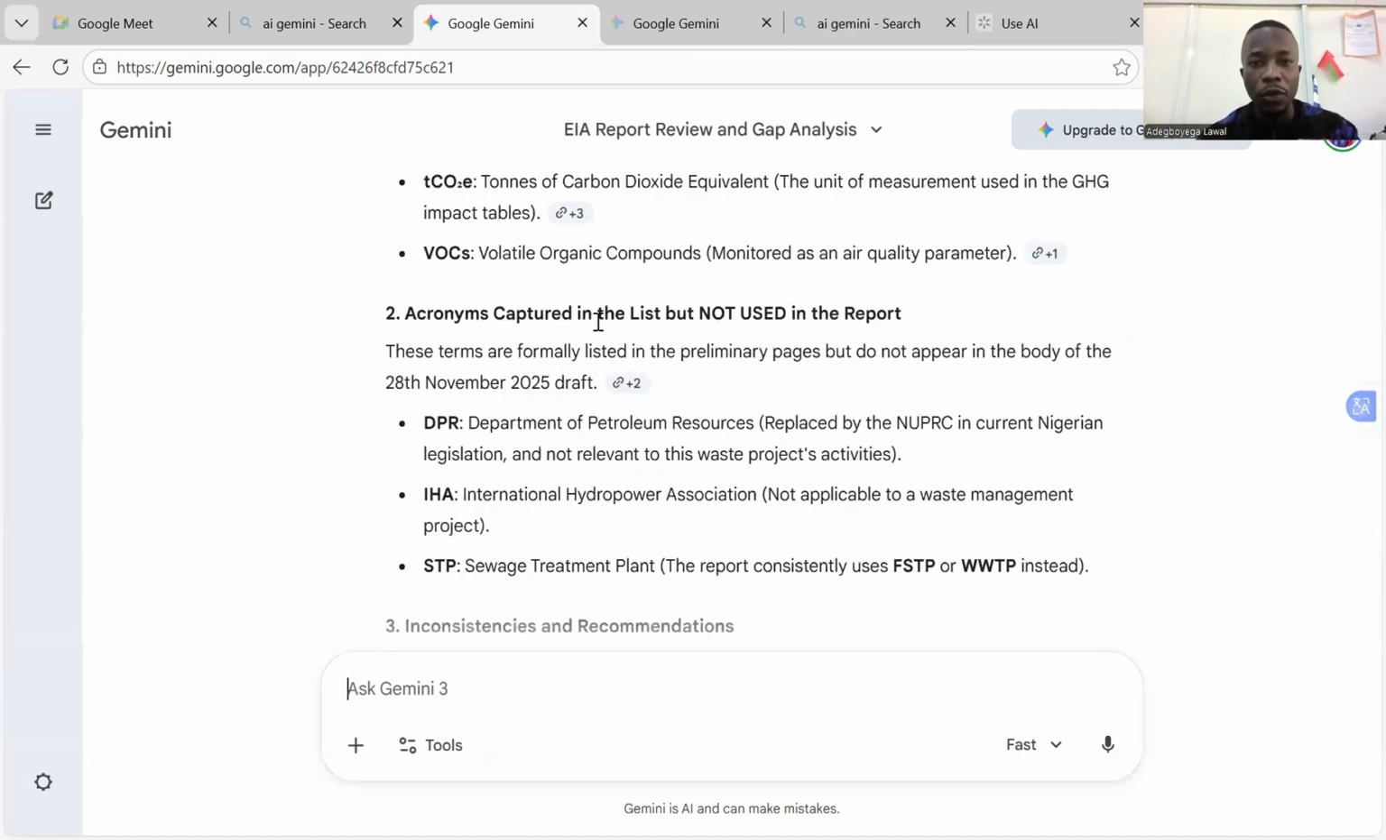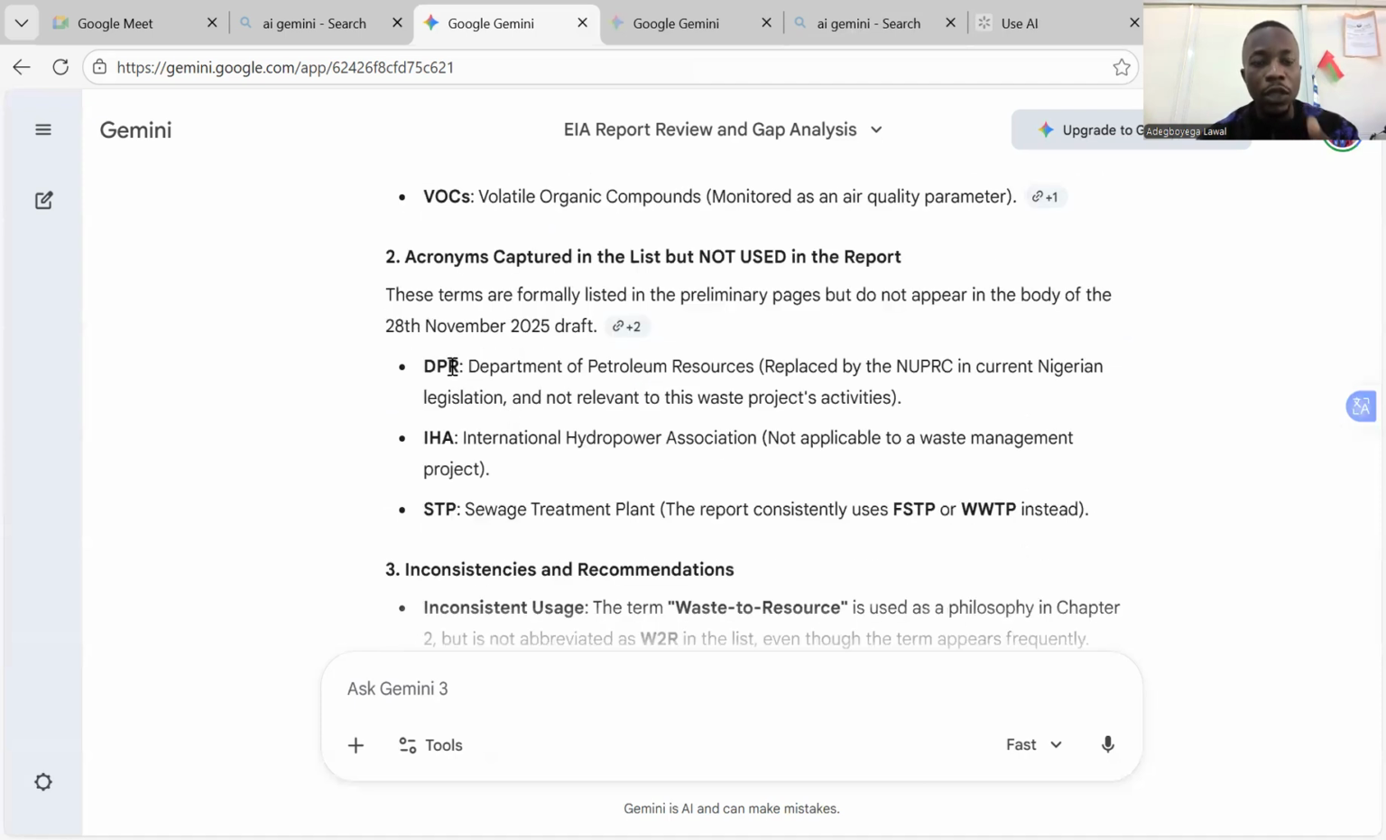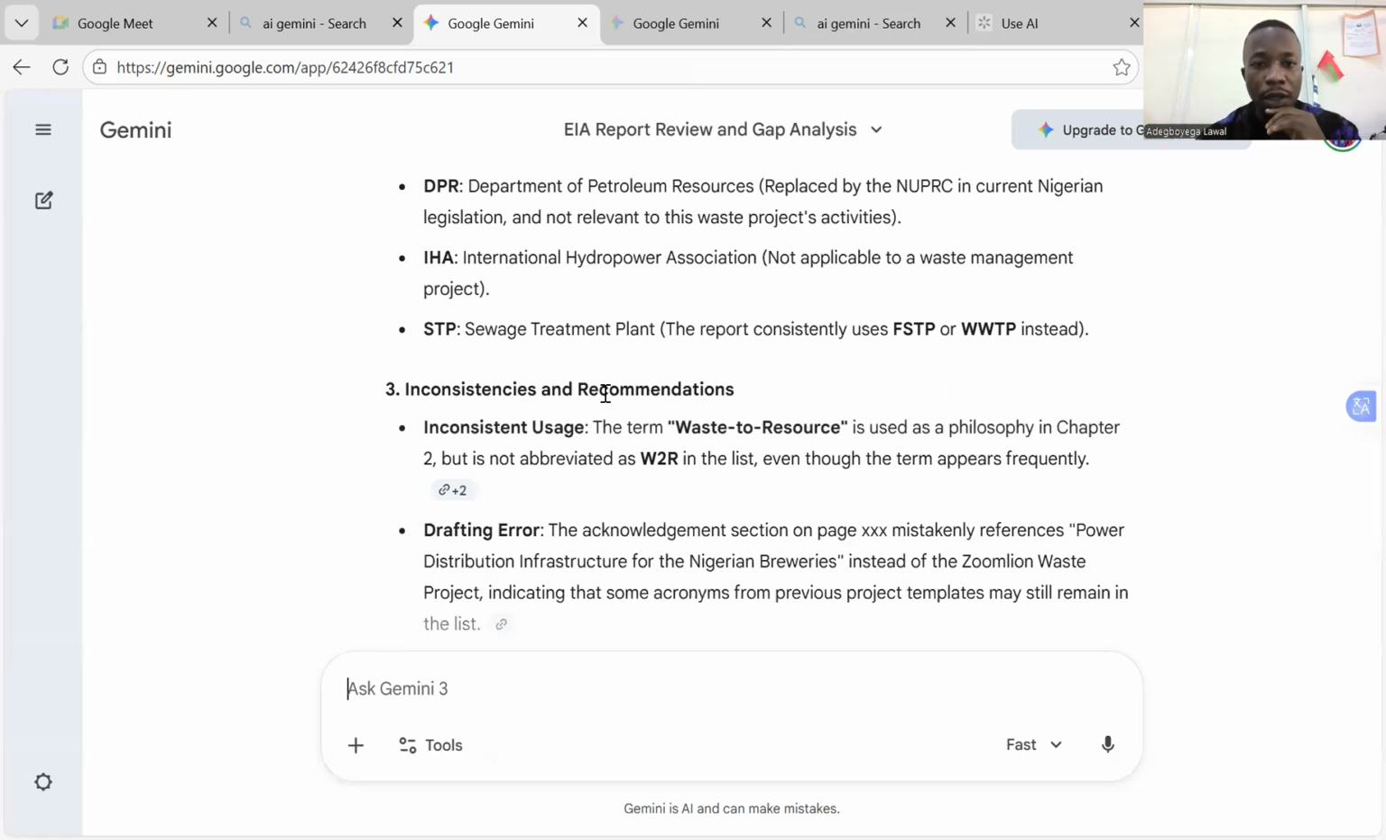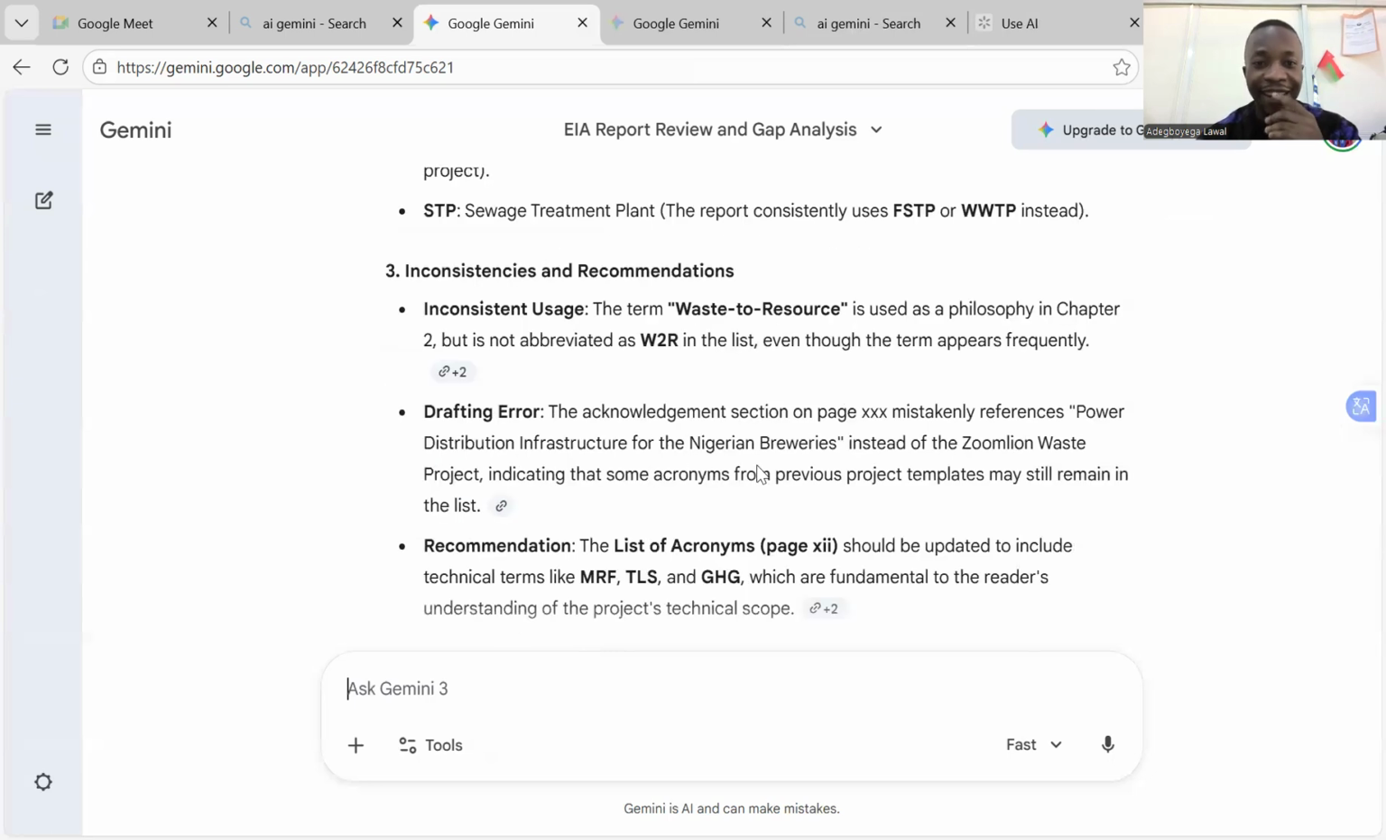The acronyms that were captured but not used in the report. So these DPR, IH, STP, they were listed, but they are not anywhere in the body of the report. Inconsistency and recommendation. Inconsistent usage: the term waste to resource is being used as a philosophy in chapter 2, but not abbreviated as W2R in the list. Okay, that's another drafting error.